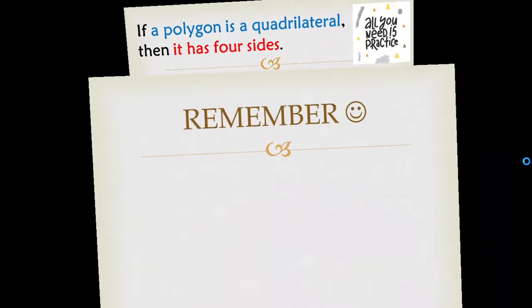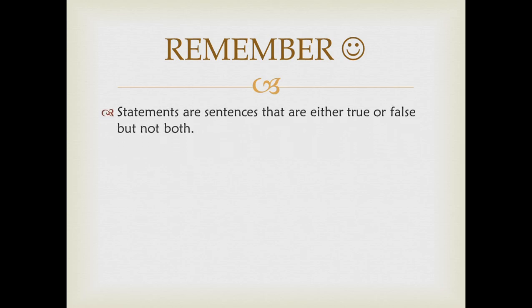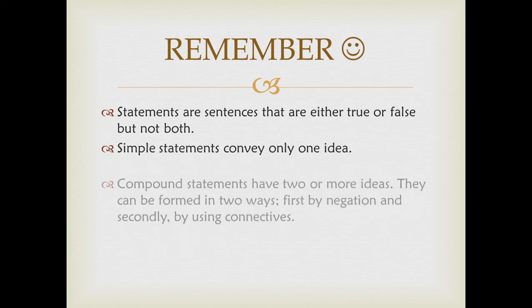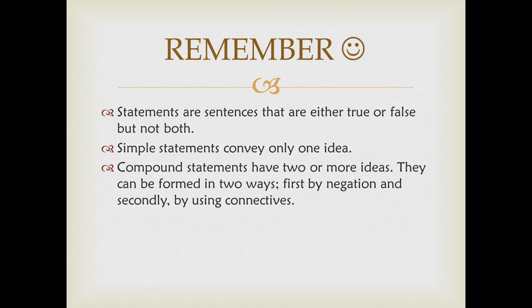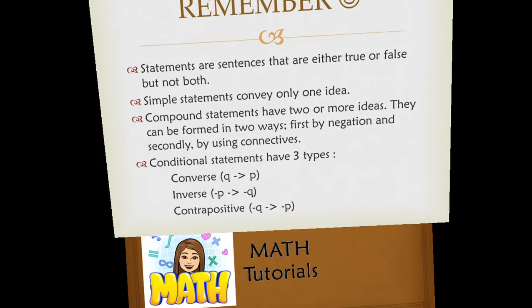So, that will be our lesson for this time. Always remember that statements are sentences that are either true or false, but not both. Simple statements convey only one idea. Compound statements have 2 or more ideas. They can be formed in 2 ways: first, by negation, and secondly, by using connectives. Conditional statements have 3 types. Converse, its symbol is Q, then P. Inverse, negative P, then negative Q. Contrapositive, negative Q, then negative P.